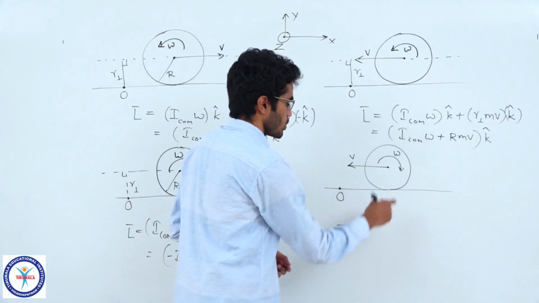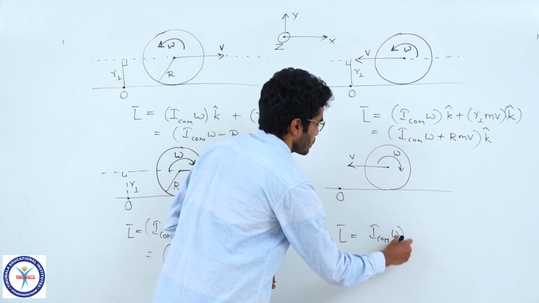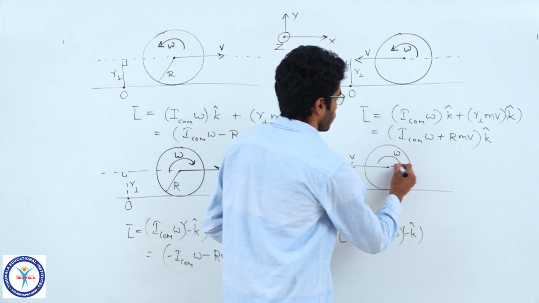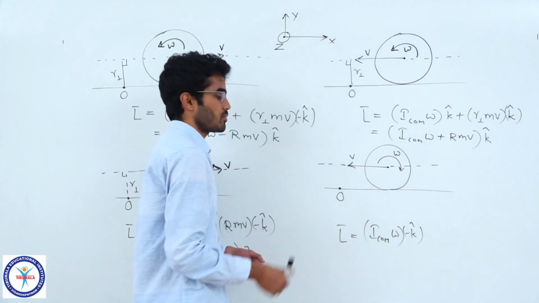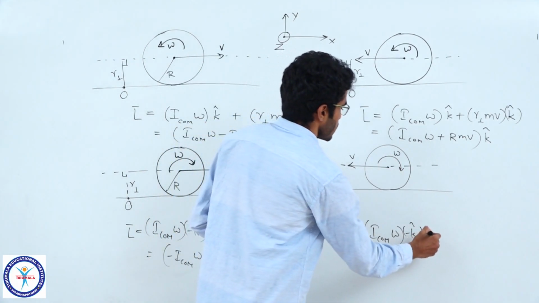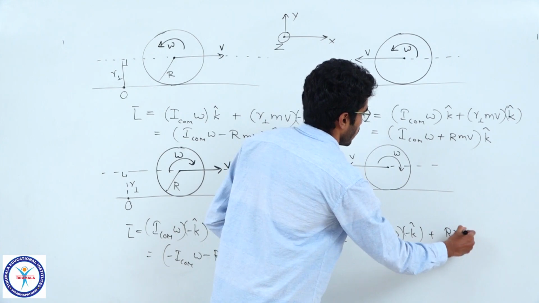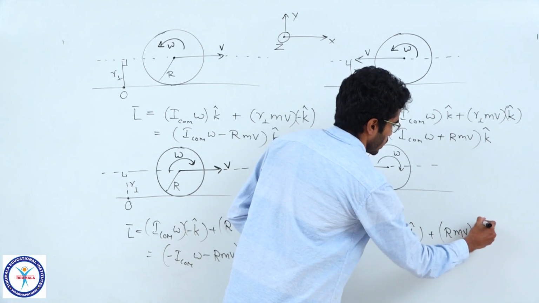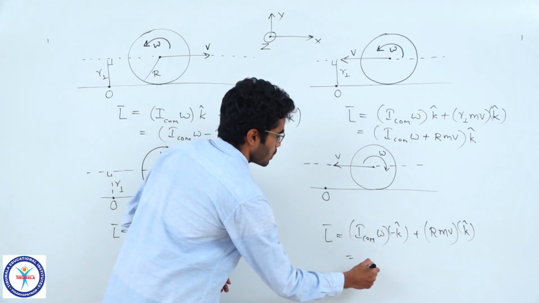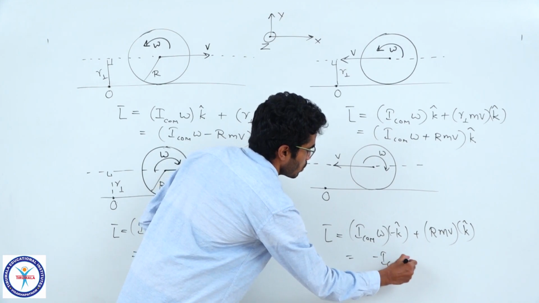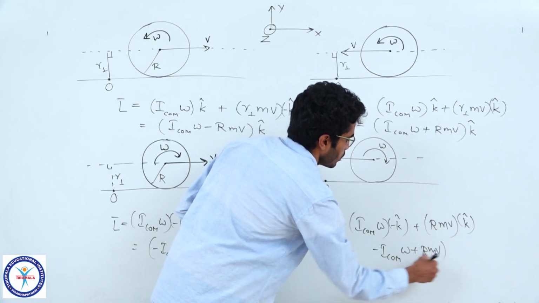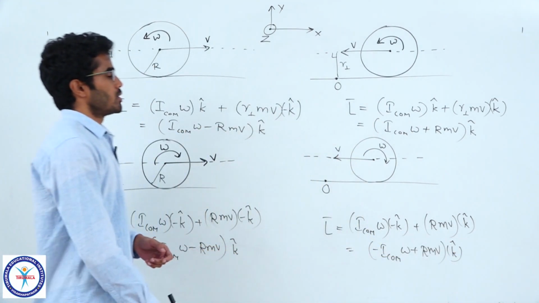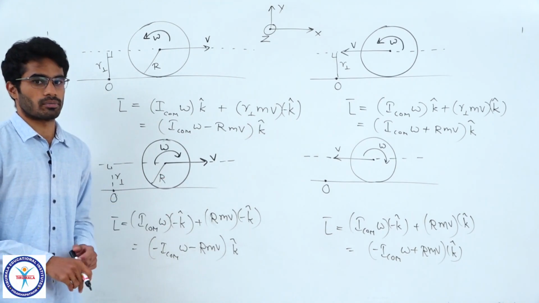And here, the sense is clockwise. So, I center of mass omega inwards. The center of mass is translating towards left and the perpendicular distance is R. So, R mv, R cross P will give you outward sense, so k cap. So, this will be minus I center of mass omega plus R mv k cap. So, in all of these cases the angular momentum is different, it is not the same.